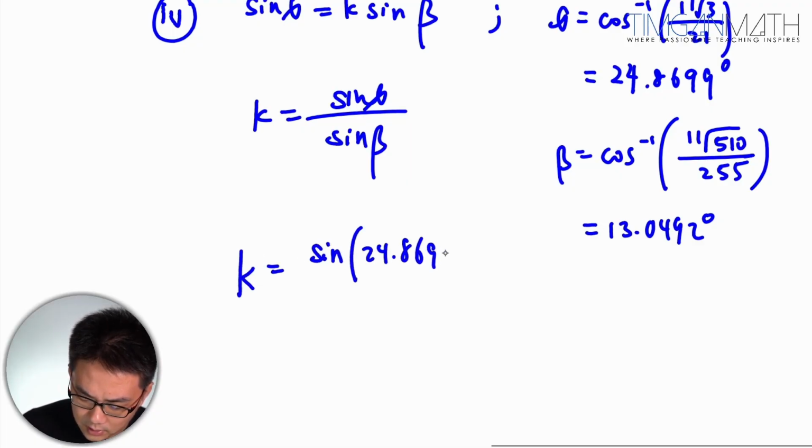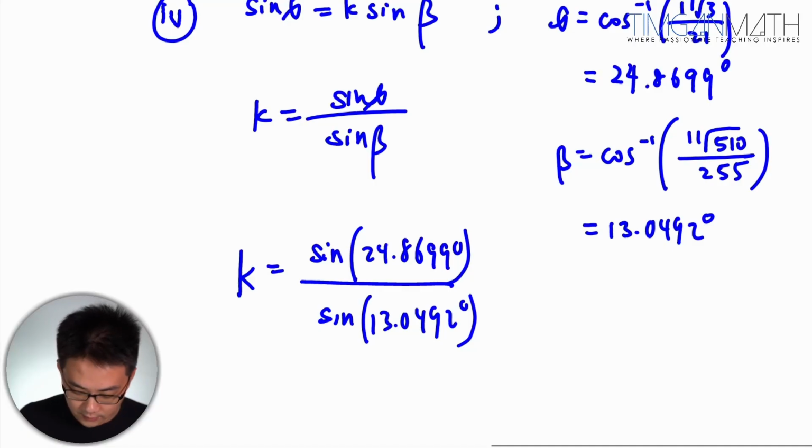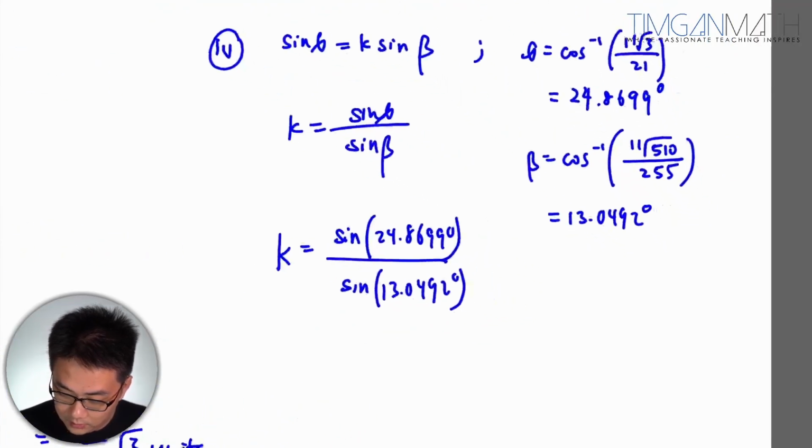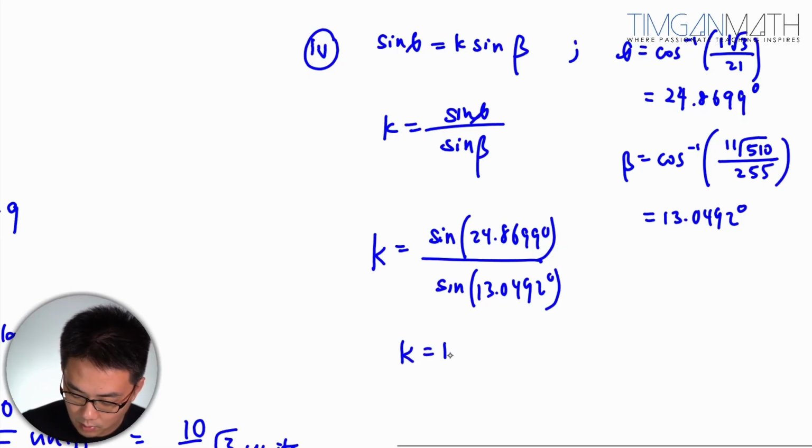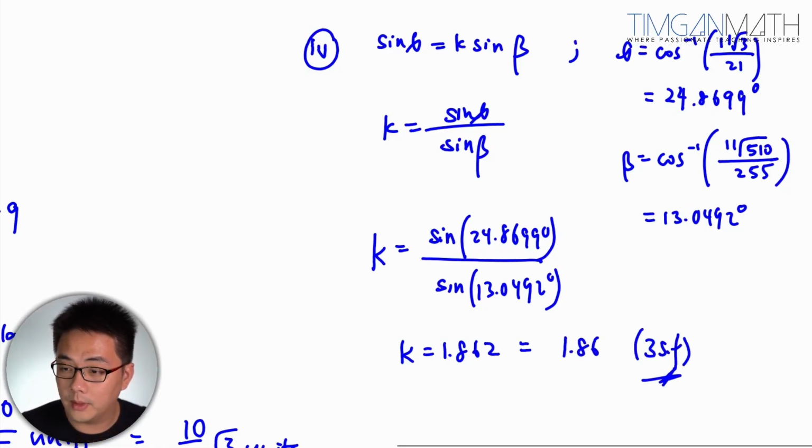For this question, it's really not difficult. I don't think it's difficult at all. So just key into the calculator: sine 24.8699 divided by sine 13.0492. Okay, 1.862, which is 1.86 to 3 SF. Yeah, all right.